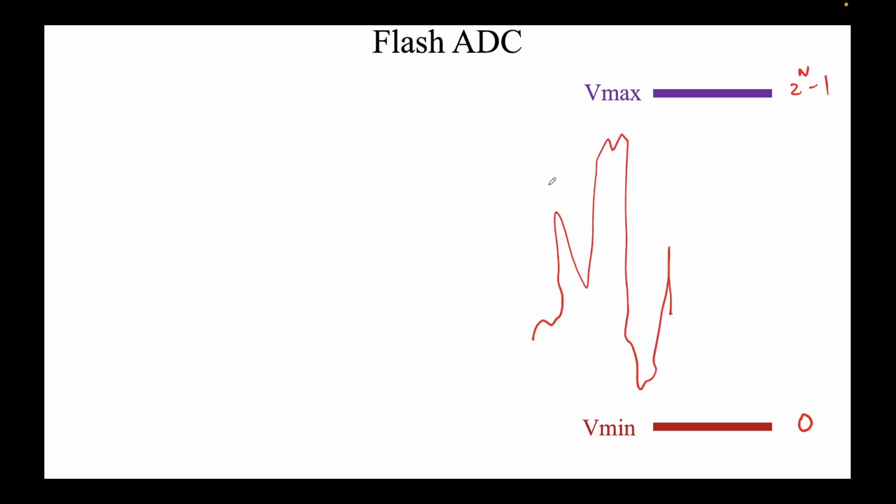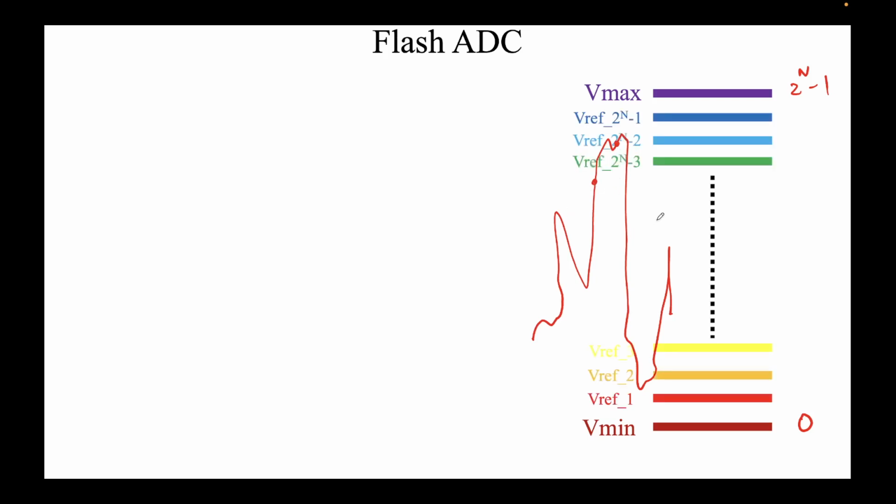So what's going to happen is, let's say at this point of time I need to find what is the digital value, or let's say at this point of time. How do we find that? What we do is we create some references. So this is the minimum. We cannot go below the minimum, and you cannot go above the maximum. However, in between you create many reference values. So let's say we are somewhere here.